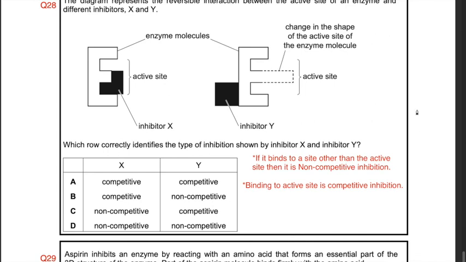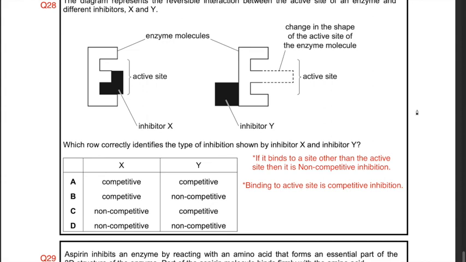Question 28. The diagram represents a reversible interaction between the active site of an enzyme and different inhibitors X and Y. Which row correctly identifies the type of inhibition shown by inhibitor X and inhibitor Y? Key thing you should know is that if an inhibitor binds to the active site, it is a competitive inhibitor, and if an inhibitor binds away from an active site, to a site that is not part of an active site, then that is a non-competitive inhibitor.